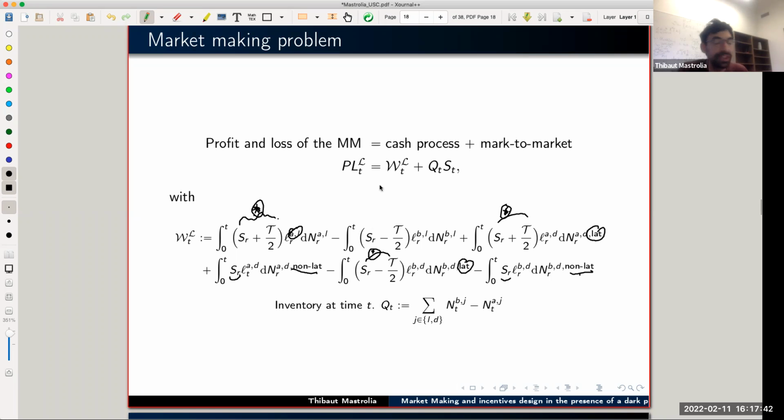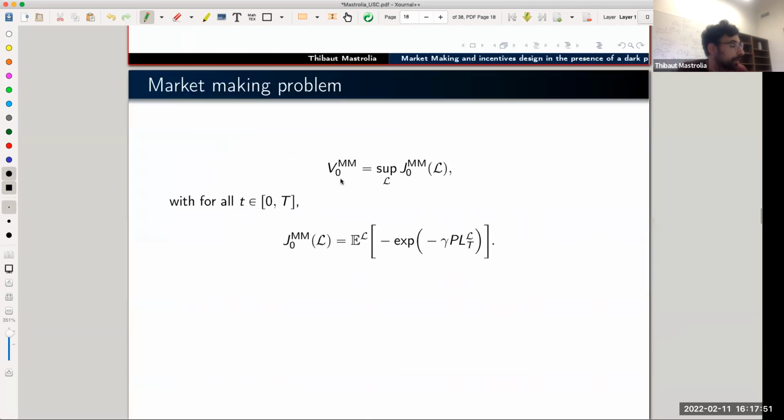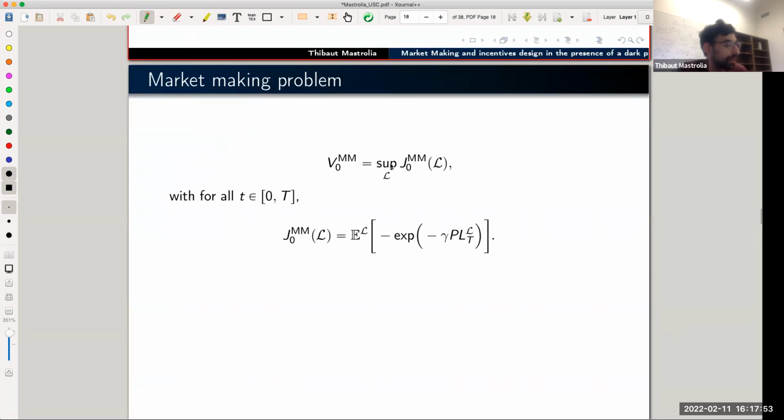So this is my objective function. Basically, this is my criterion. As a market maker, what I want is to maximize my profit and loss. So the problem of the market maker is the following. I want to maximize, remember that what I denote by L is L on the lit pool and L on the dark pool, okay?